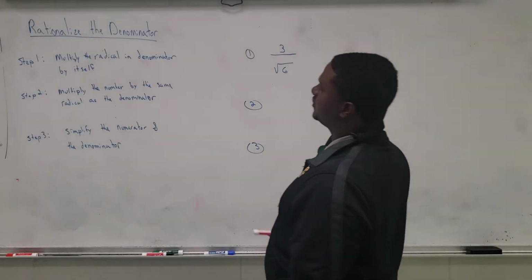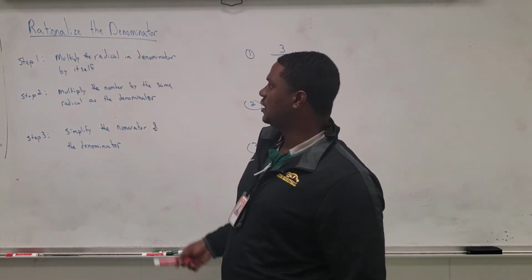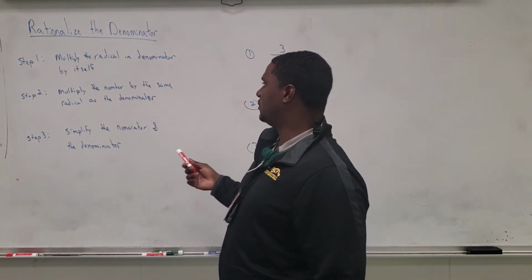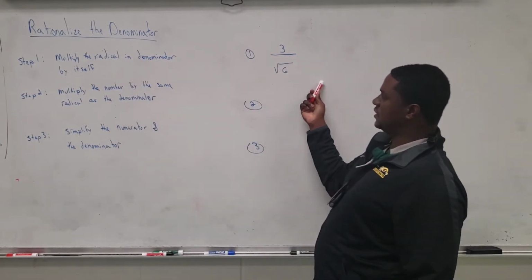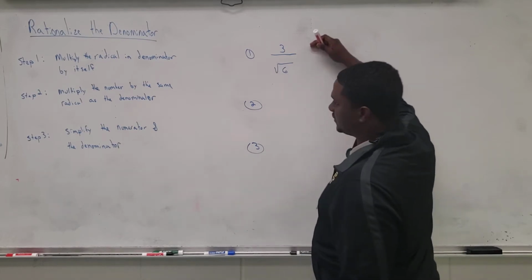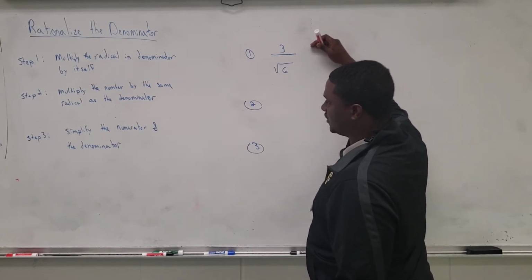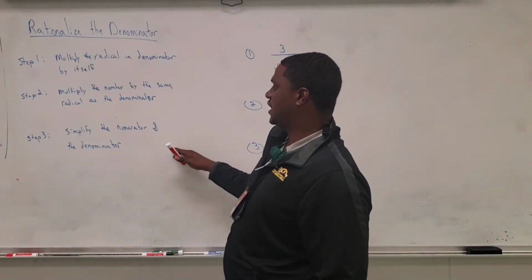Okay, today we're going to be talking about rationalizing the denominator. The first step in rationalizing the denominator is multiply the radical in the denominator by itself. Second step is to multiply the numerator by the same radical as the denominator. And then step 3 is to simplify your denominator, right?